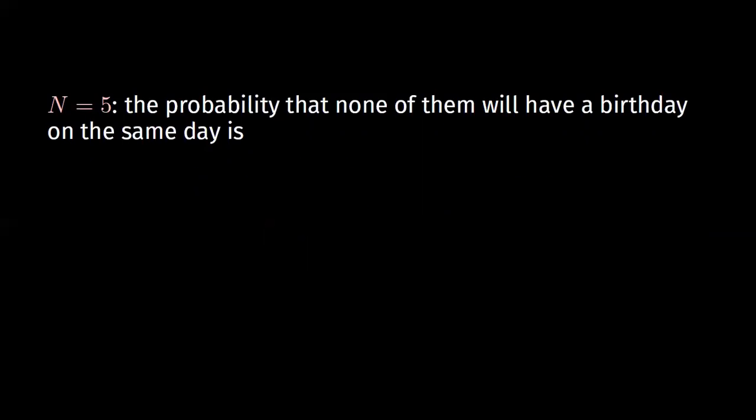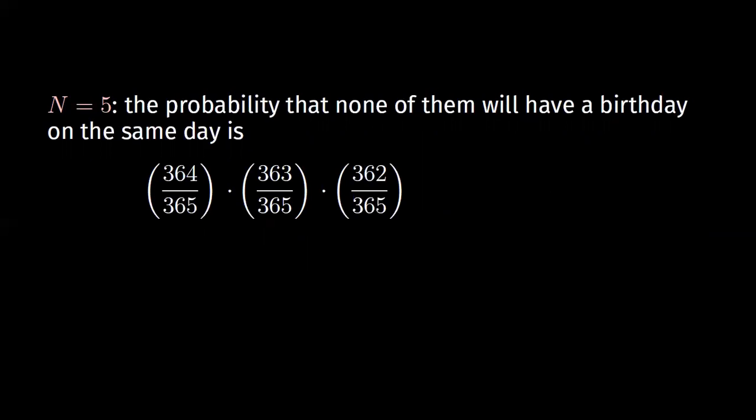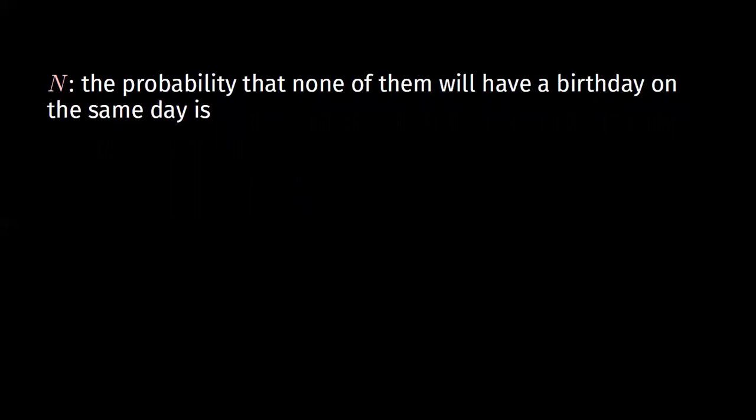Okay, now we understood how to proceed and we go on like this. So for n equal to 5, we clearly have to add an extra person, and we have the following result. 364 over 365 times 363 over 365 times 362 over 365 times 361 over 365, and that's it, which is more or less 97.3%.